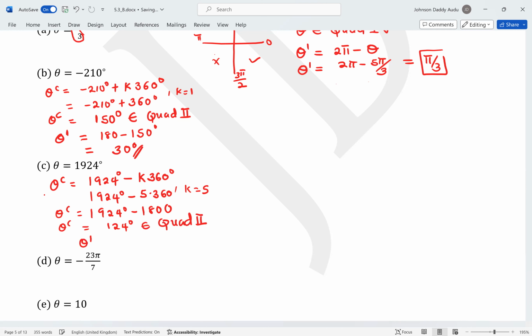So our reference theta, which is theta prime, is going to be 180 degrees minus 124, right? Now, this is going to be our reference, because we are in the second quadrant, right? And this will just be 56 degrees. So this is our reference.